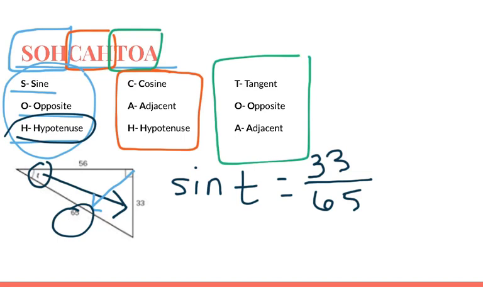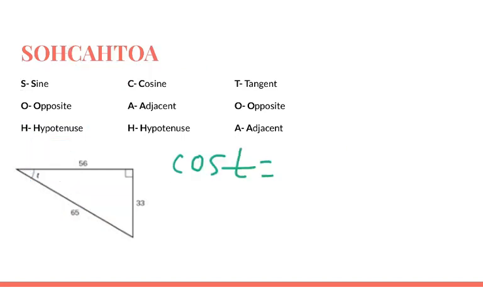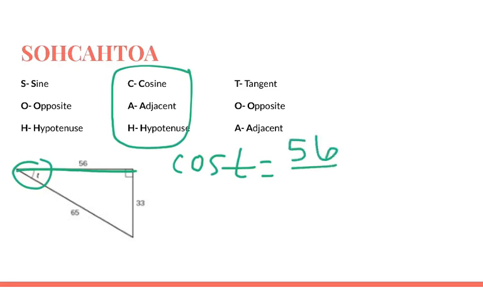Let's do the exact same thing, but now with cosine. So cosine of angle T, remember cosine is adjacent over hypotenuse. So what's the adjacent side? The side that touches angle T is 56 over hypotenuse is the next one, and the hypotenuse is always the same, and that is 65. It's always the biggest one on the triangle, and it's always right across from that 90-degree angle. So that's what cosine looks like.